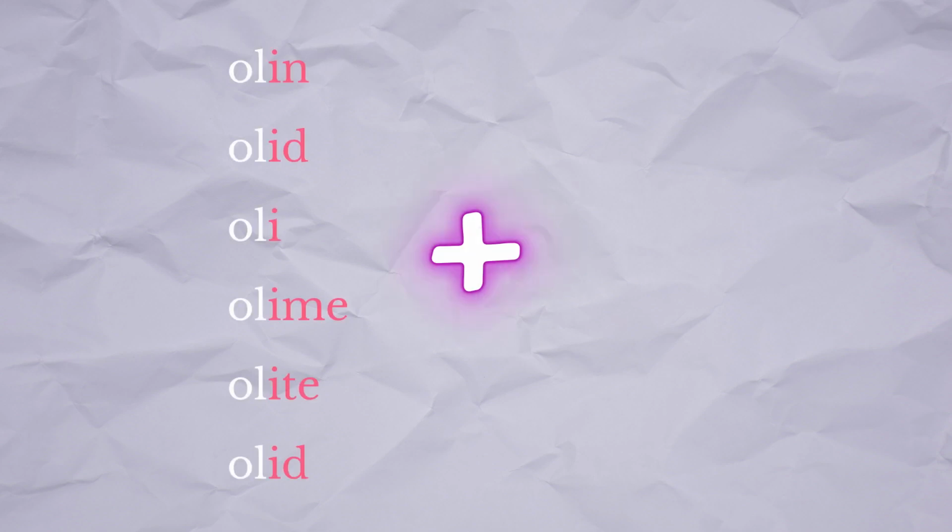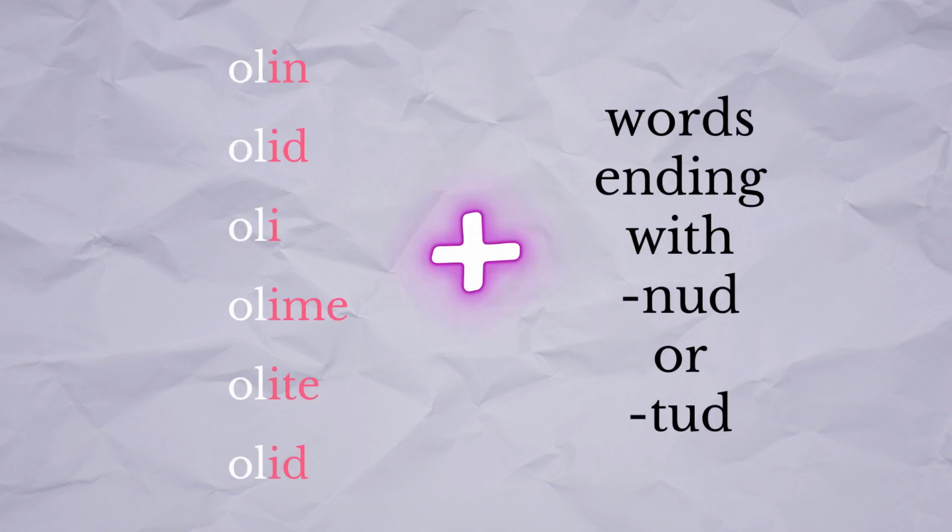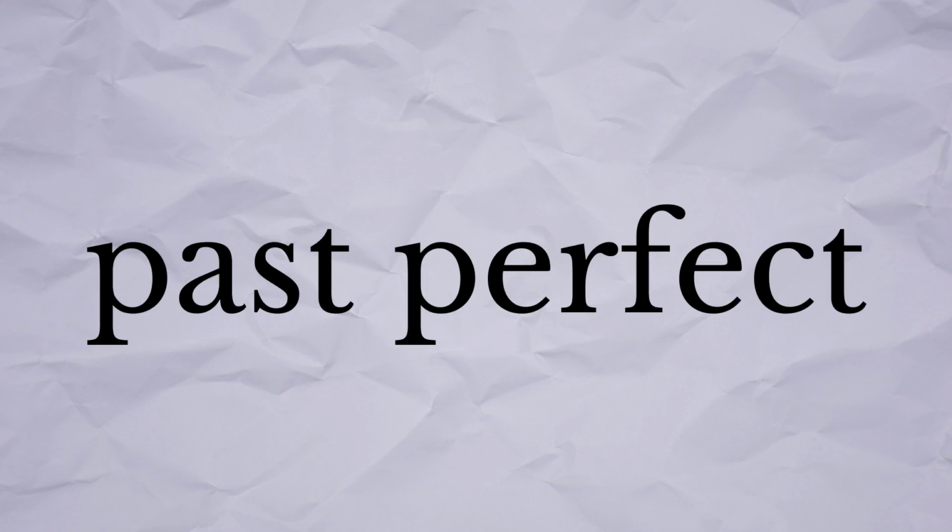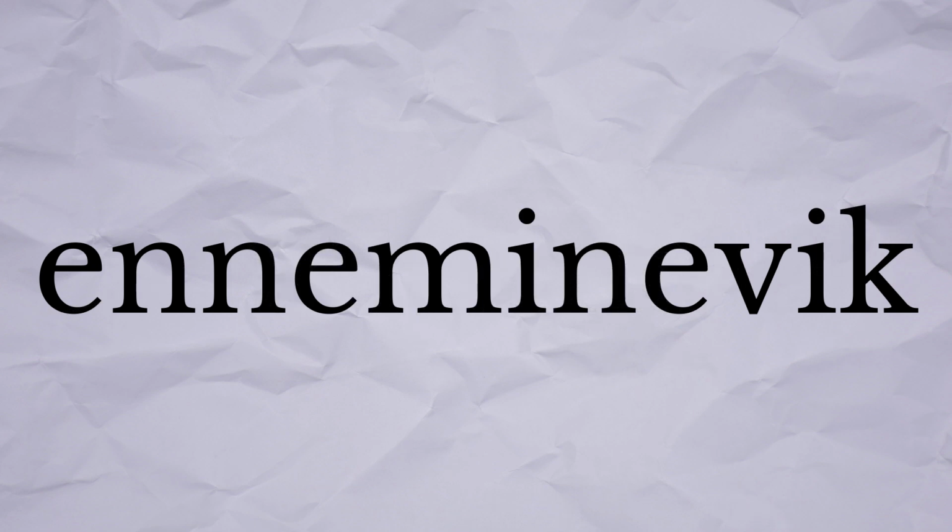If you see the past tense of a verb olema with either nud or tud, you guessed it, it's the past perfect tense. It indicates actions that began in the past and ended in the past. This is called enne minevik. Enne means before and minevik is the past.